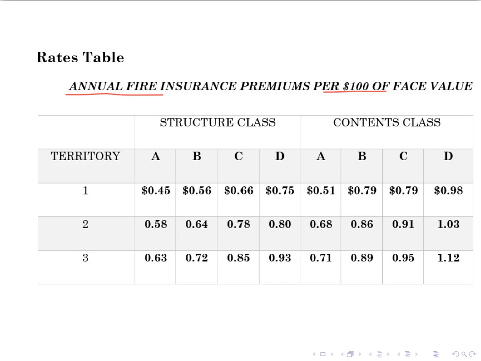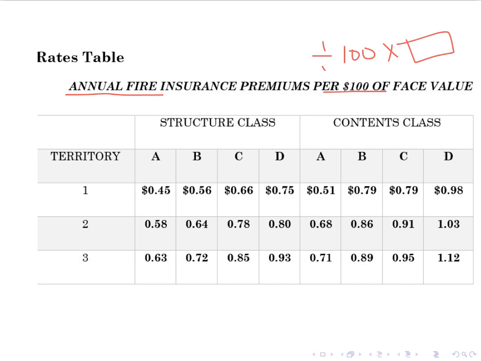So remember, per is division, 100 is 100, of is multiplication, and face value will be some amount. So what we're going to do is take the number in the table, divide it by 100, and multiply it by the face value.